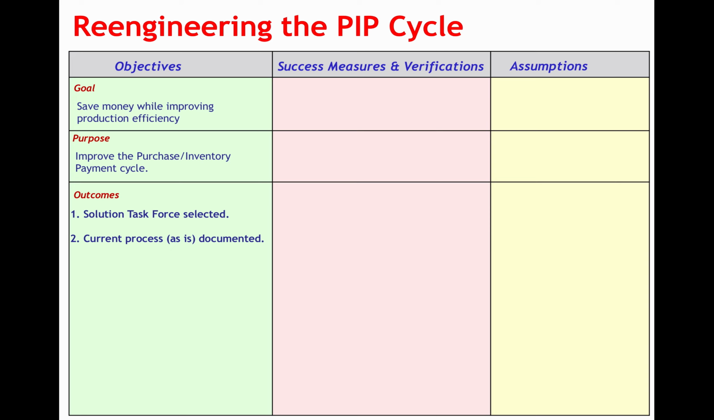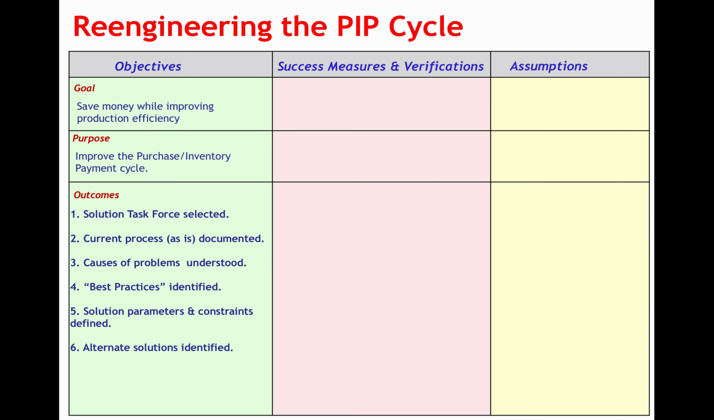Second, to document the current process, the as-is process. Third, have a better understanding of the underlying problems. Fourth, to identify some of the best practices. Fifth, identify some of the parameters of the solution, any constraints that might be operating. Sixth, to examine some alternatives and choose one. 7, then to design the to-be process. And 8, come up with an implementation plan for the next phase. Your process improvement will most likely have many of these same elements.